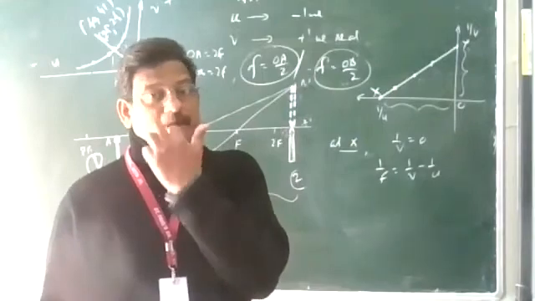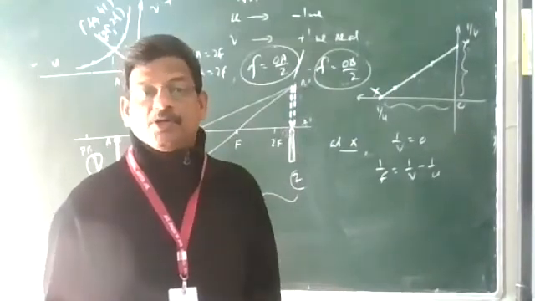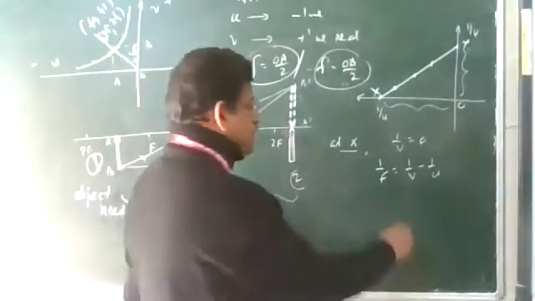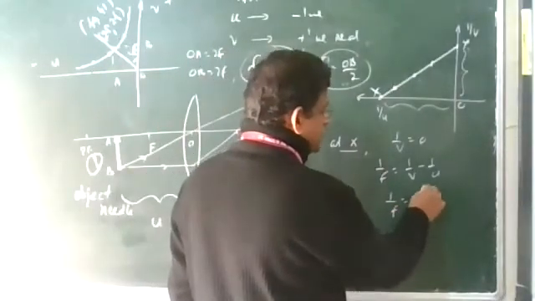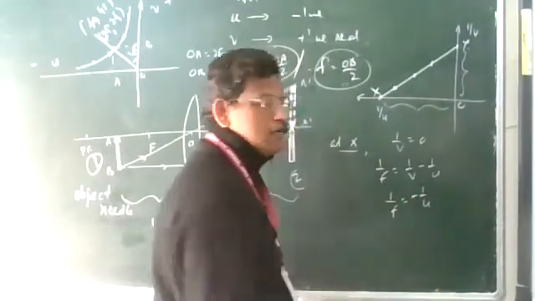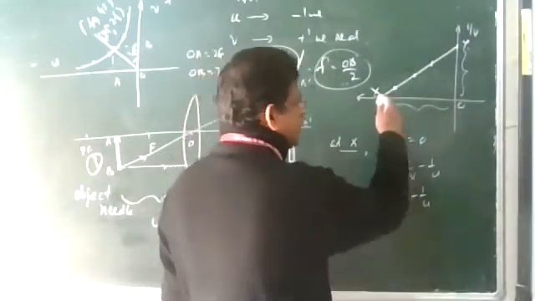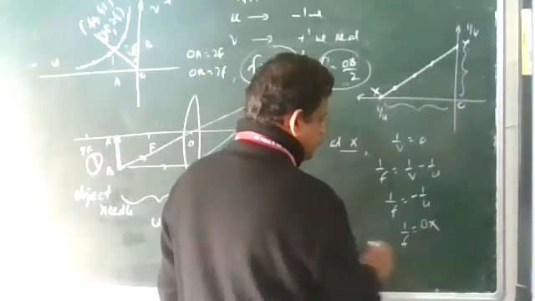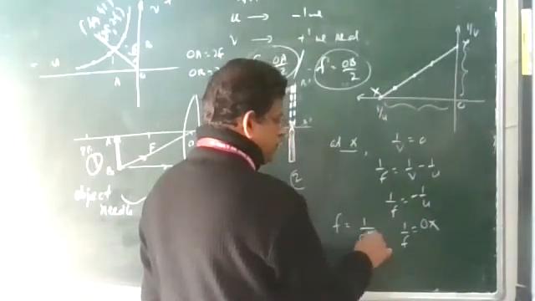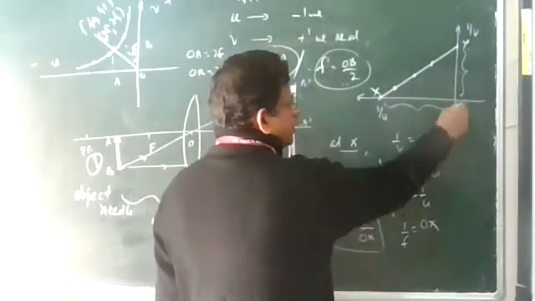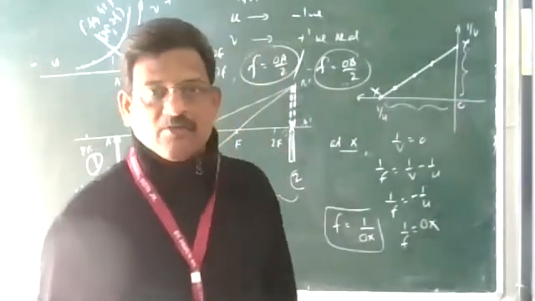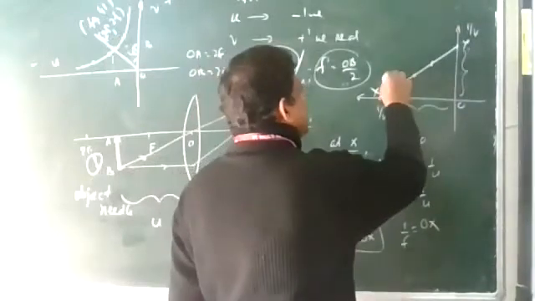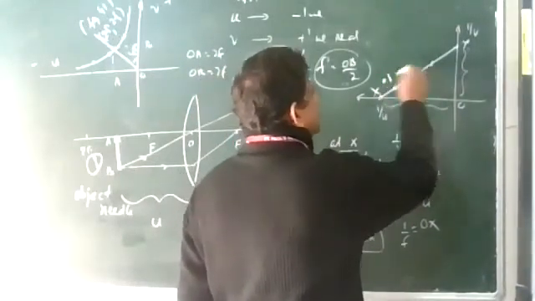Okay. So 1 by U value is 0 because it is on the X coordinate. Y coordinate value is 0. So 1 by F is equal to minus 1 by U. That is the OX value. So I am taking 1 by F is equal to OX, and F is equal to the reciprocal of OX. You can take the reciprocal of the value of the X coordinate. Suppose the X value we are getting is 0.1.